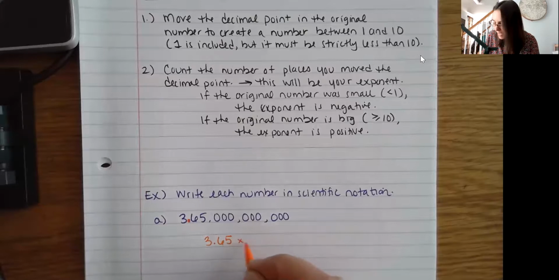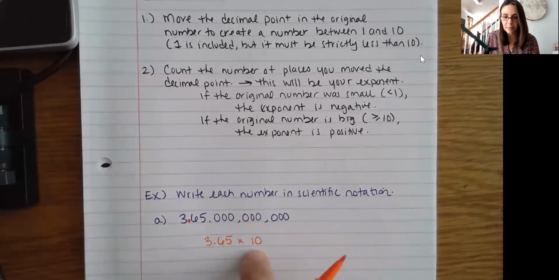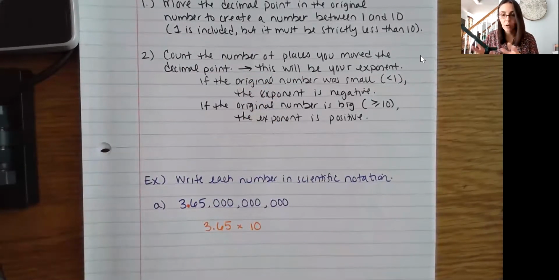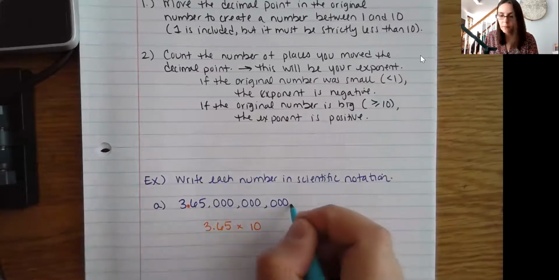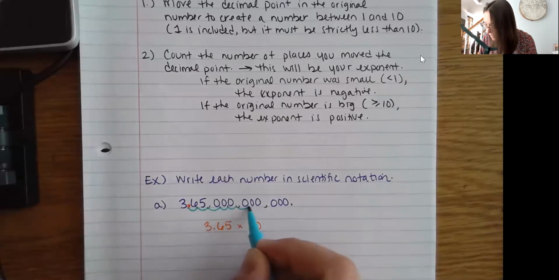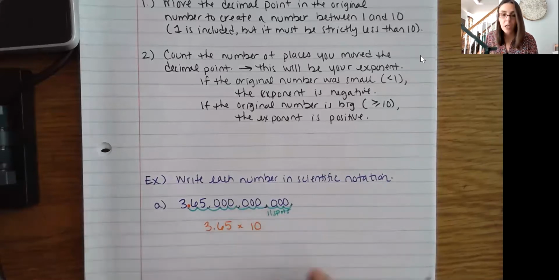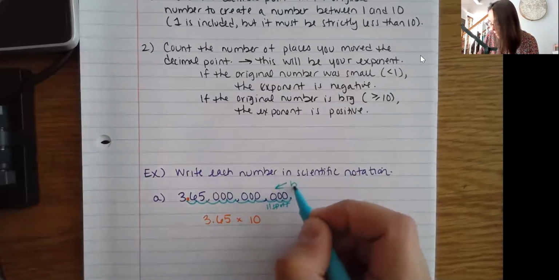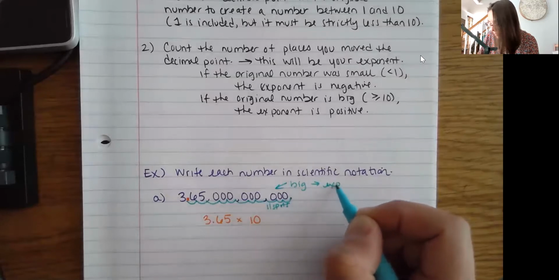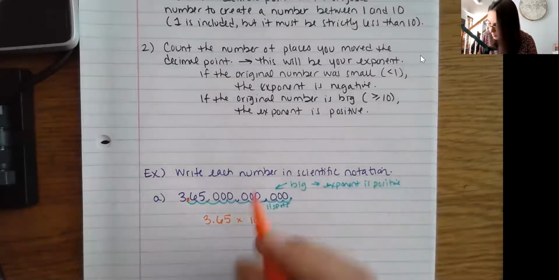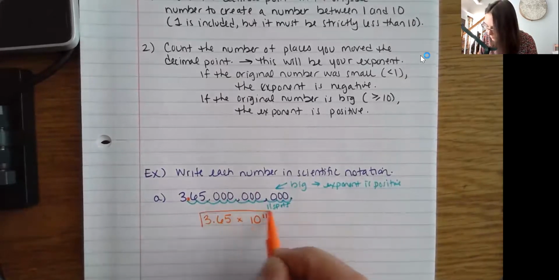And it's going to be multiplied by 10 to some power. It's always multiplied by 10. And now your second step is to count. So my original decimal point, I know it wasn't written in, it's always at the end of a whole number. So how many spots did I move? I moved 1, 2, 3, 4, 5, 6, 7, 8, 9, 10, 11 spots. So that is going to be your exponent. And this number is big, so my exponent is positive. So I'm just going to put a positive 11 here. And that's it.